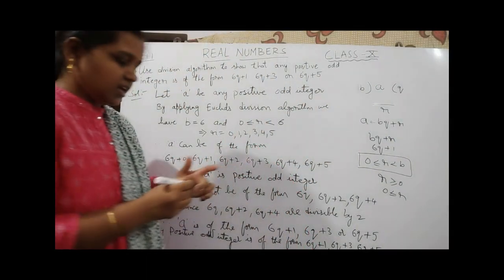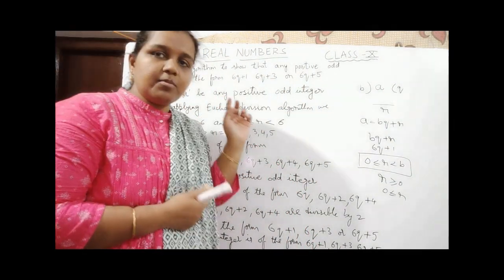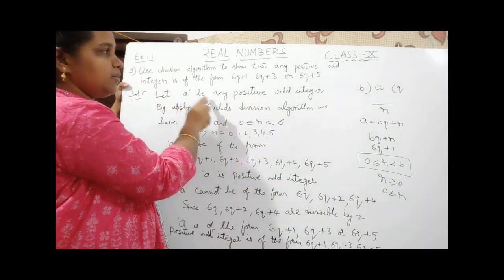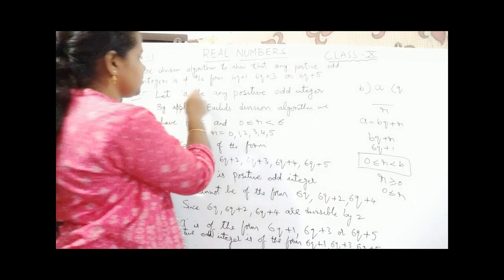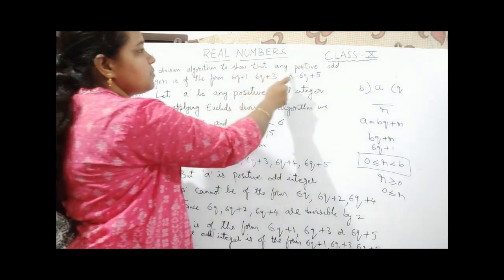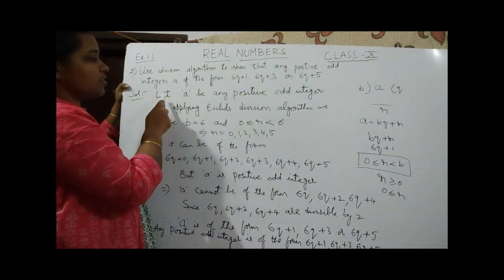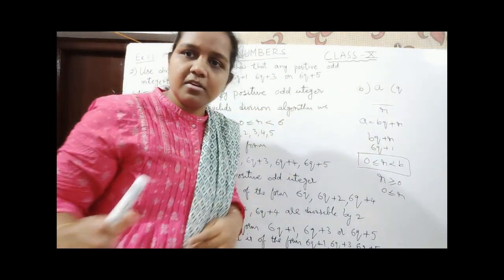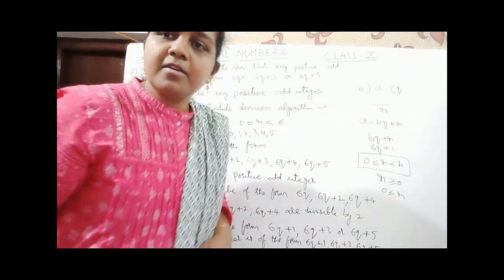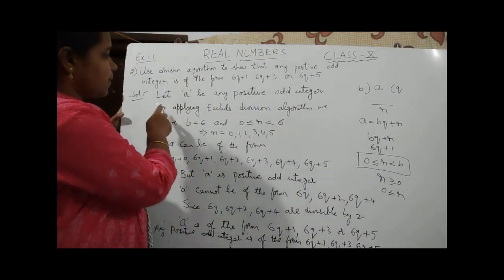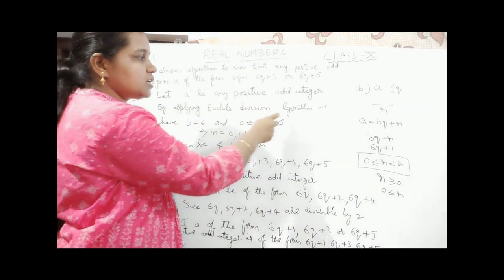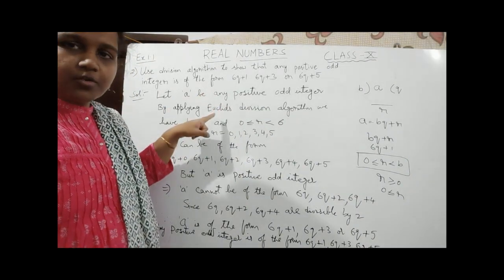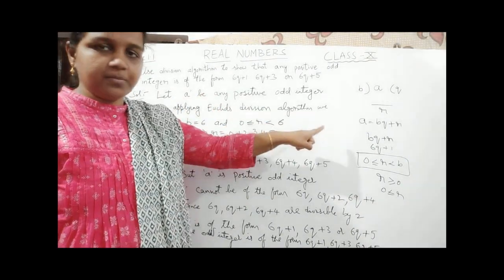So I'll explain this once again. Whenever you have such type of problems, first you have to take, let A be whatever is given here. So, let A be any positive odd integer. That is the first step. Then the next one is by applying Euclid's division algorithm lemma. That is the second step you have to write.